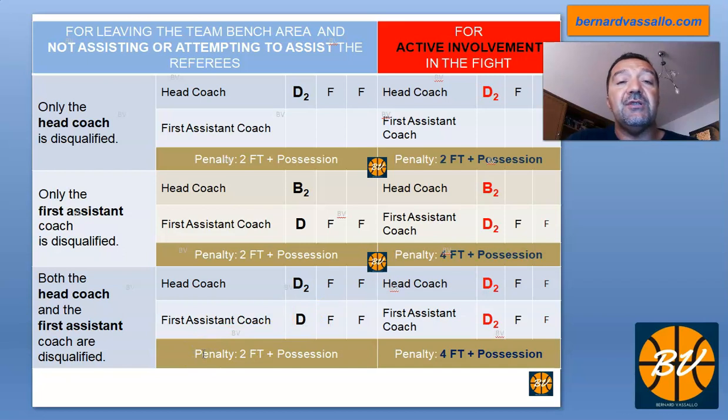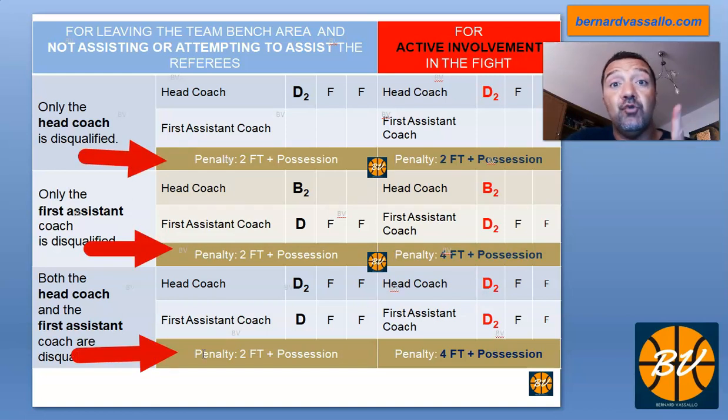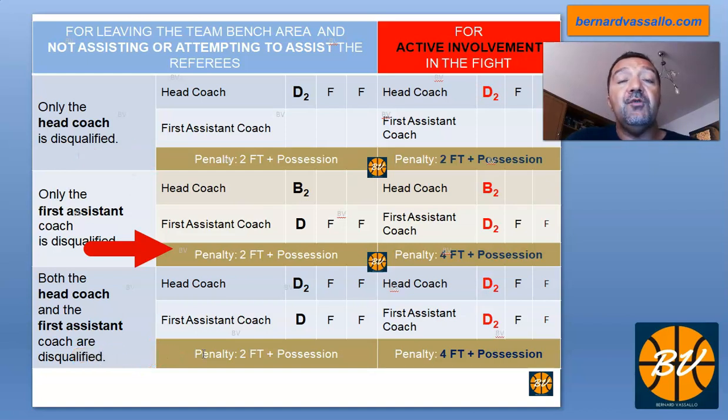And the penalty in such situations, when the coach or the assistant coach or both enter onto the court during a fighting situation and do not assist the referee, will always be 2 free throws and possession for the other team in the front court with 14 seconds on the clock.